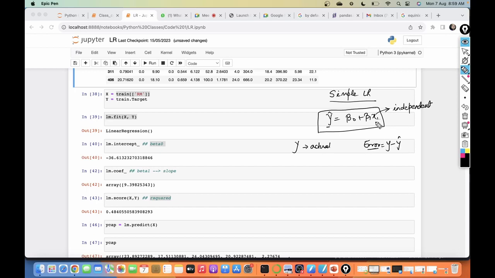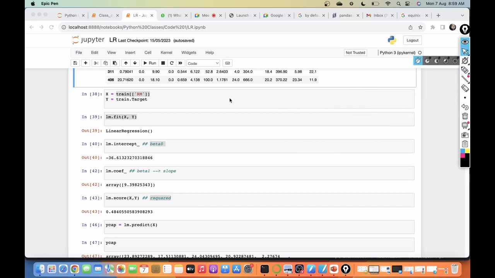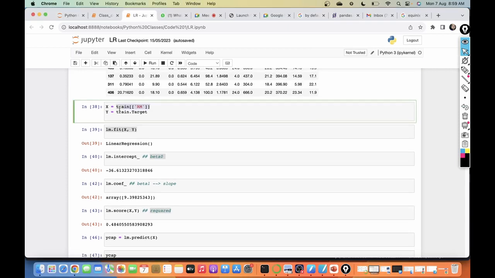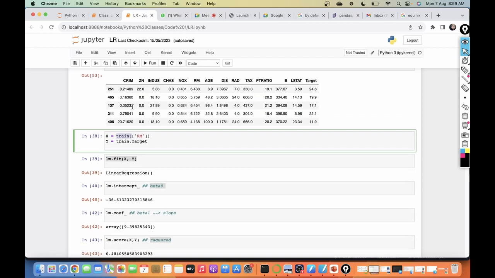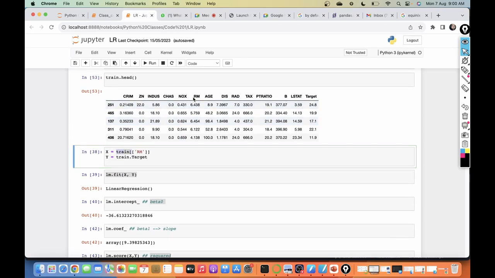And we'll see how much this independent variable is able to define our output, how much variance it is able to provide to our output. So from the train data, I have taken one variable, for example rm, and kept it into x, and since this is the target, we have taken the target.